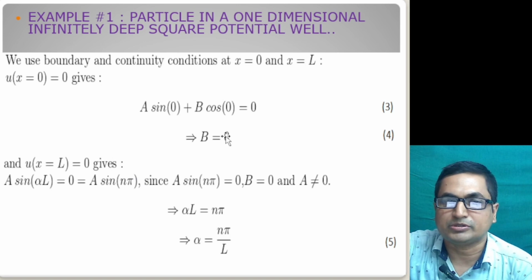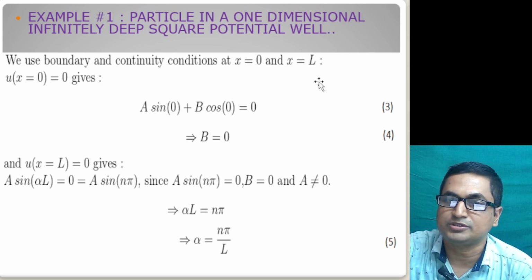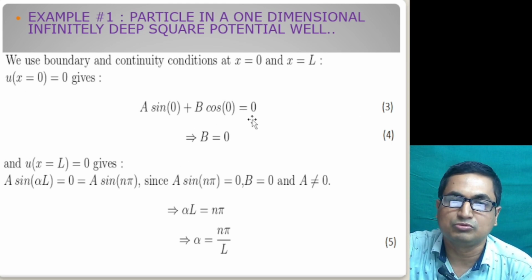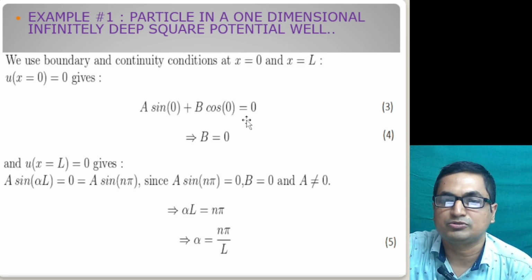Now we have the boundary and continuity conditions at the boundaries. The boundaries are x equal to 0 and x equal to L, where the wave function vanishes, as we have seen in the case of infinite potential. Exactly at the left hand side of the well, that is x equal to 0, the boundary condition is that u is 0 at x equal to 0. If you put this in equation 2, we get A sin 0 plus B cos 0 equal to 0. Since A sin 0 gives us 0, B cos 0 must be 0, and since cos 0 is 1, that means B equal to 0.